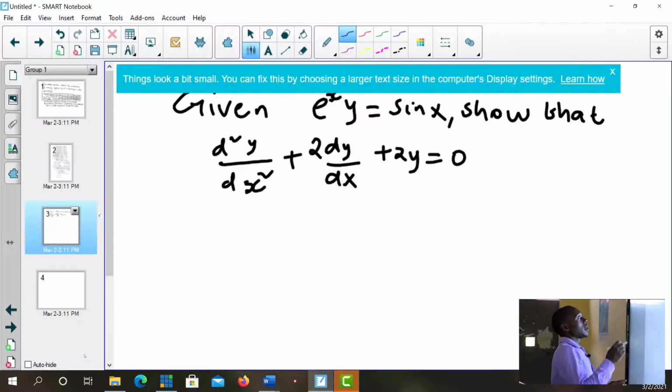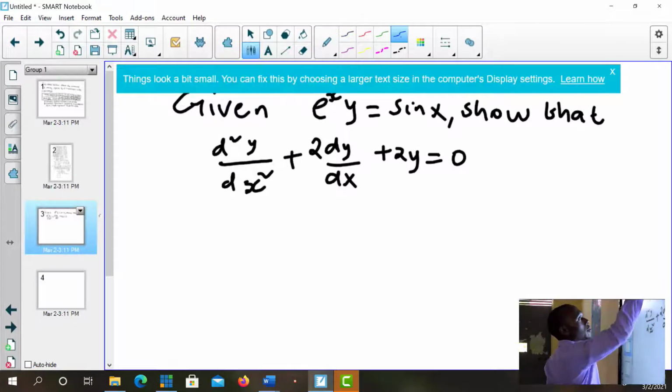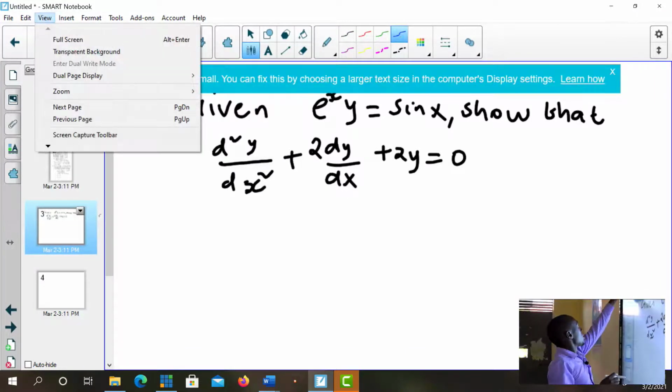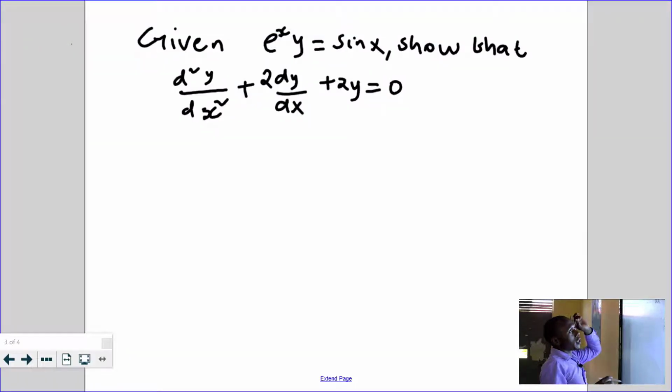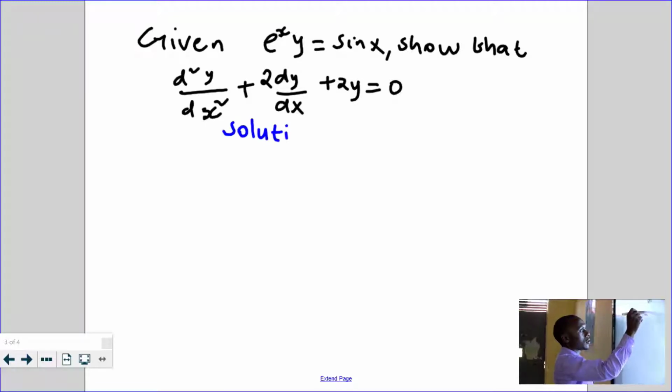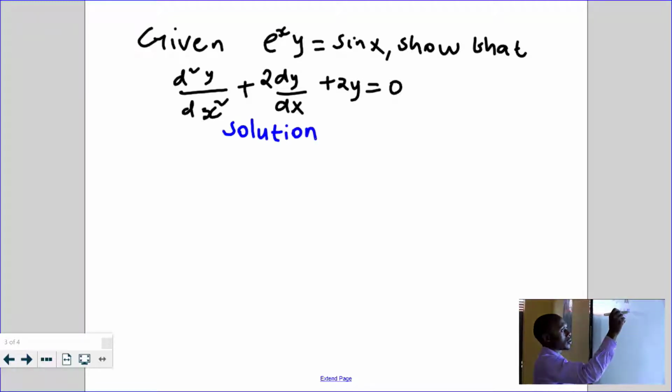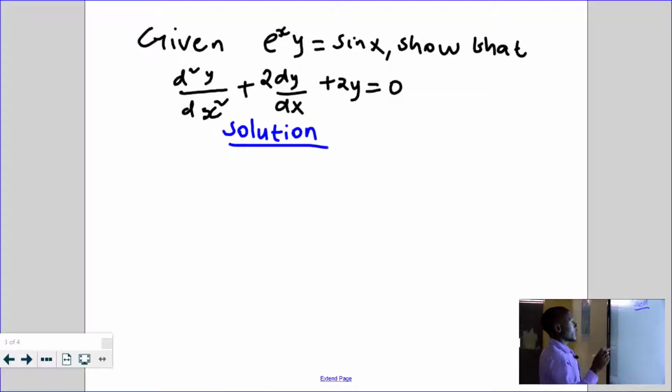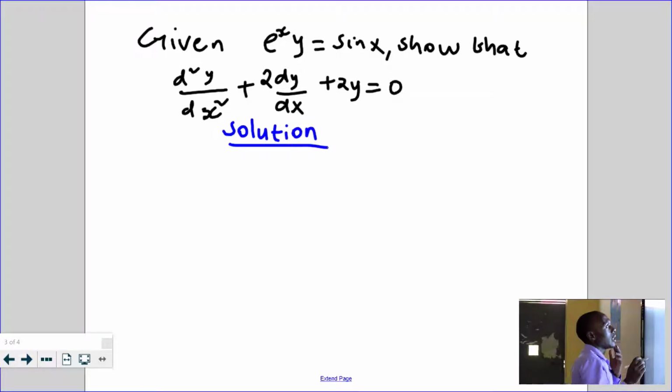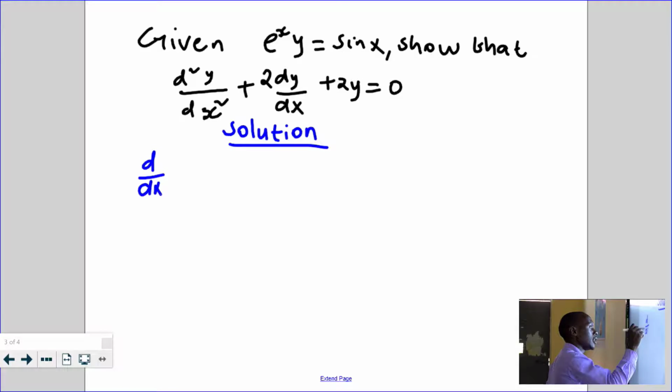We can be able to say that here we can use the product rule. So the solution to this, we can use the product rule here. The product rule, that is, we are differentiating d/dx of e^x y, which must give us sin x.